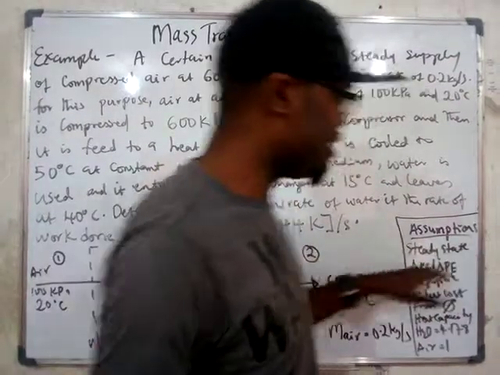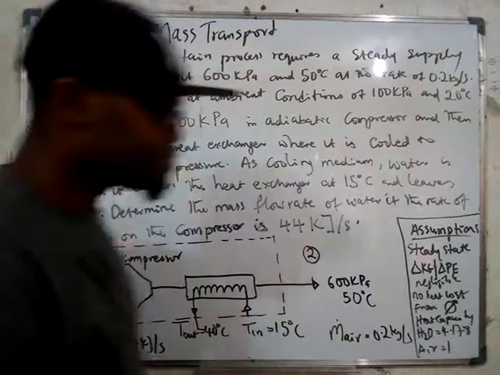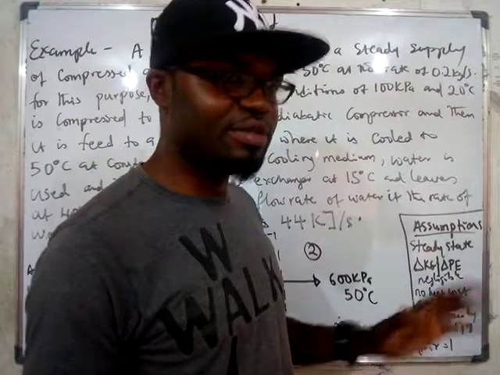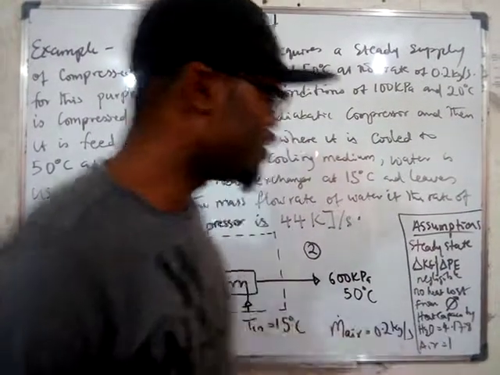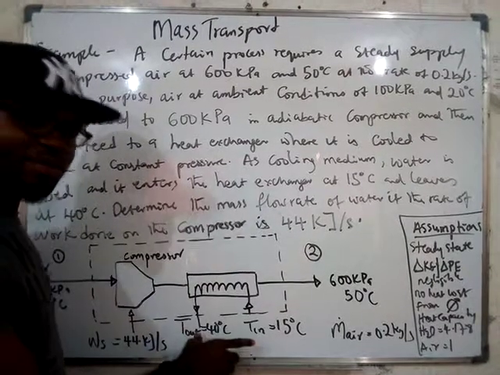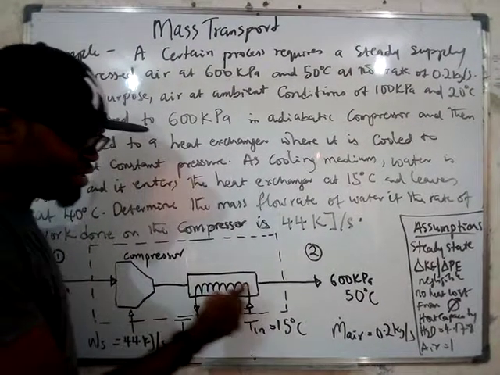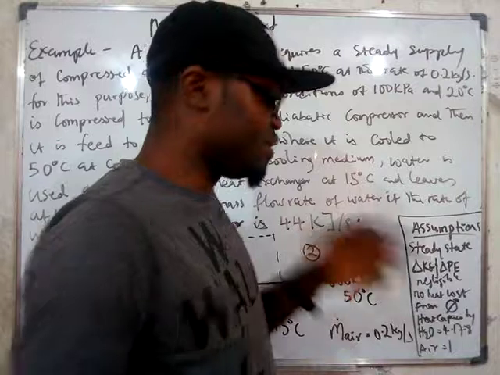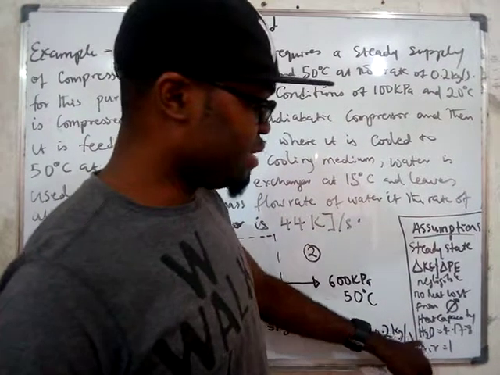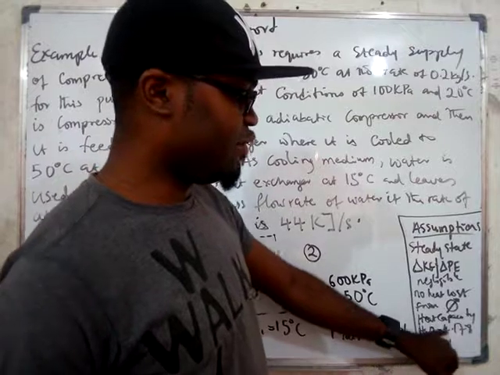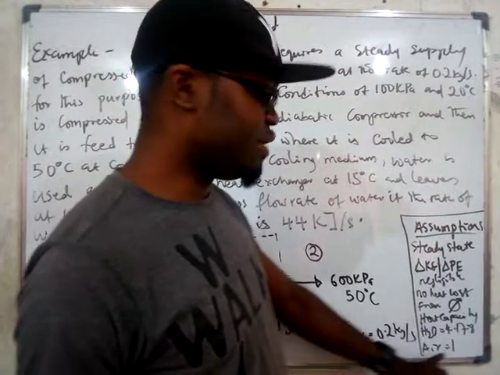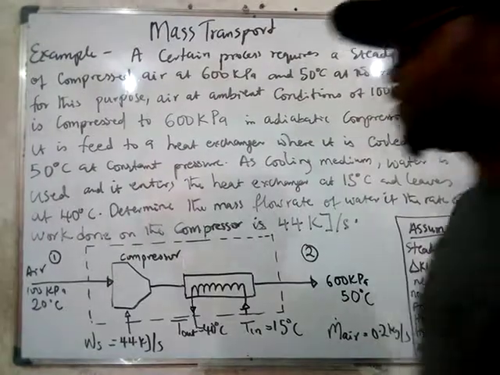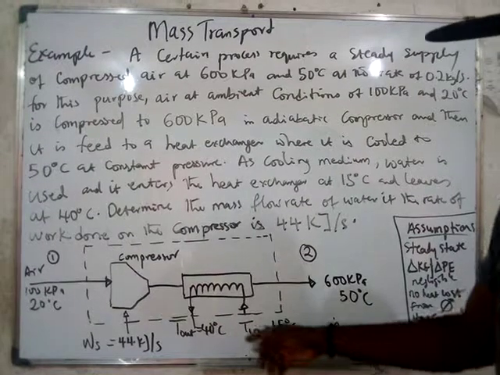Number one, we assume a steady state flow, and we also assume that change in kinetic energy and potential energy is negligible. We also assume that there is no heat lost from this heat exchanger, no external heat lost to the environment, apart from the normal heat that the water is getting from the air. Also, we take the heat capacity of water to be 4.178, whereas that of air is 1. Those are the things that we are going to be using to solve for the mass flow rate of water.